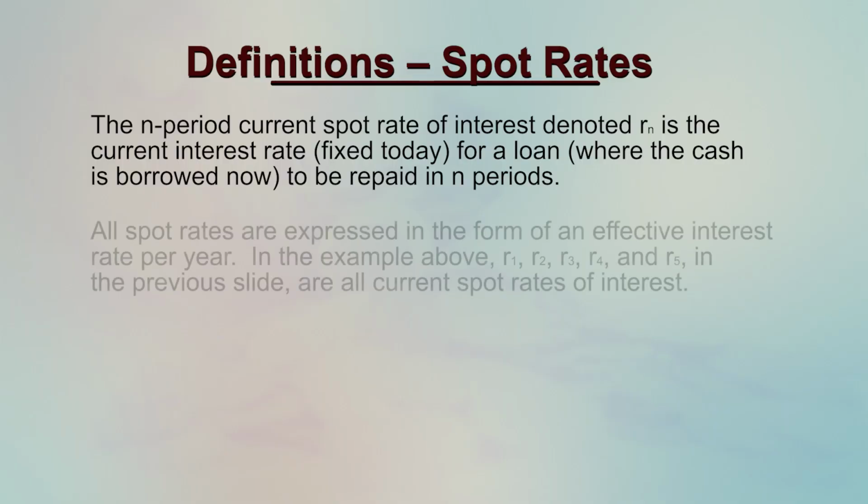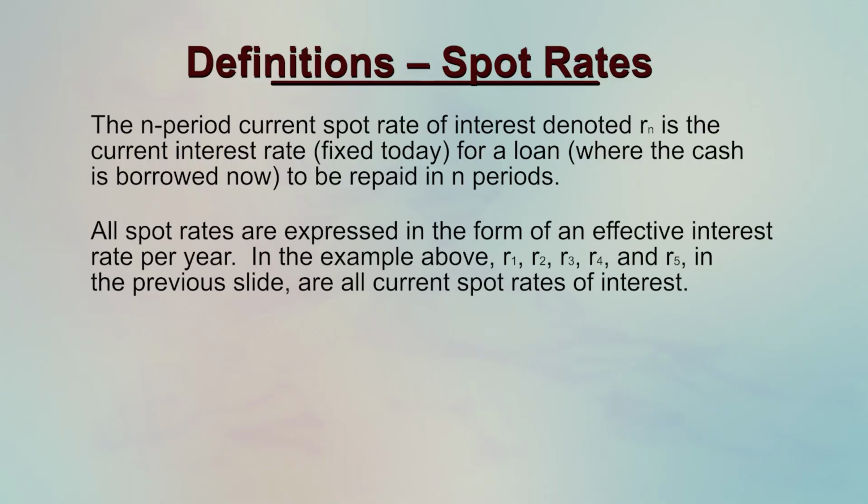So we observe that for any loan which is raised in the current year and is to be repaid in the nth year, the spot rate will be the rate that is prevailing for the nth year. That is what the spot rate is considered. All the spot rates are expressed in the form of an effective interest rate per year, because the spot rates keep on changing depending on different interest rates at different time periods.